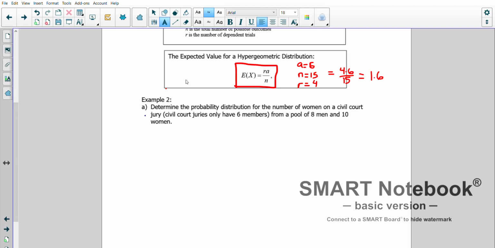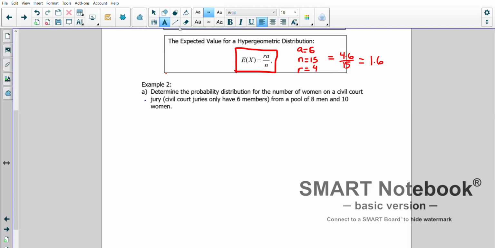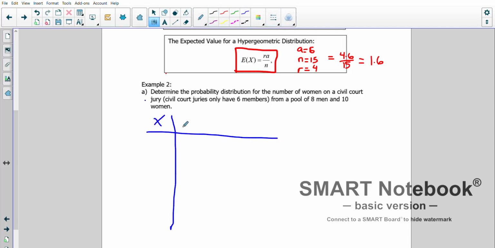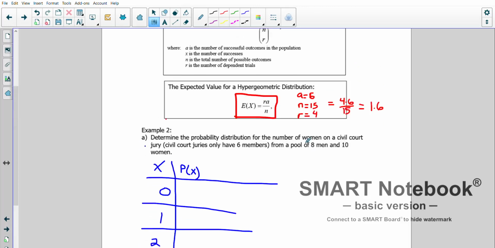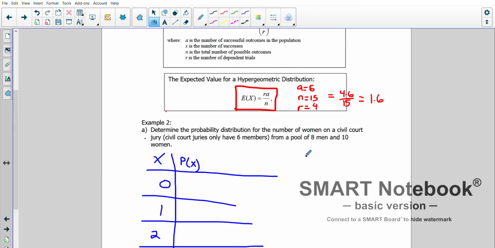So if I were to just do one of these, just say I were to set up the chart like this, I could have 0 women, I could have 1, I could have 2. Okay, so if I were using the formula and I want to know the probability of exactly 2 women, well, I would have to do this. A is the number of successful outcomes. So how many successful outcomes do I have here? In other words, how many women are there? 8 men, 10 women. So there's 10.